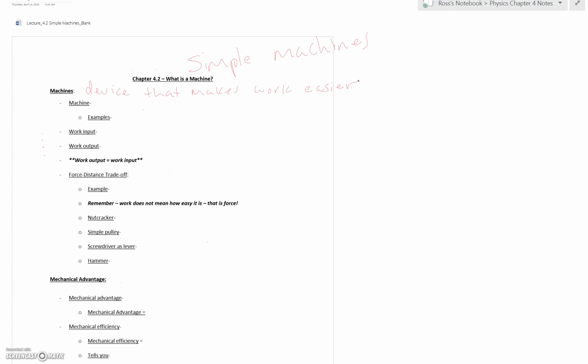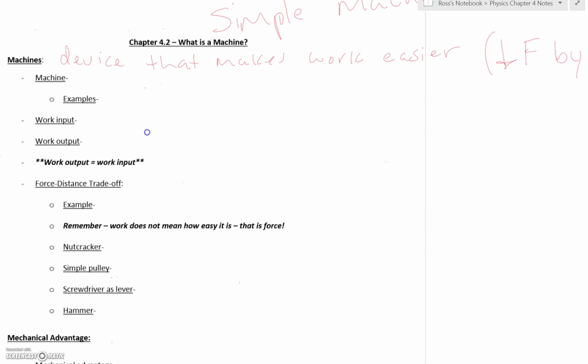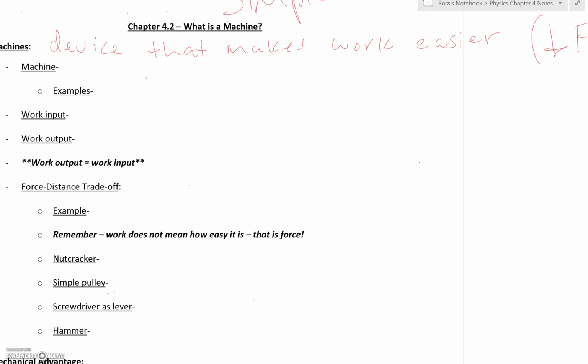And if we remember back to our 4.1 notes, where we were defining the variables of work, W equals F times D, which of those three variables was the difficulty rating? We remember that it's force. So we want to decrease force by increasing the distance of the input. So we're going to make the force less by manipulating the distance that the human aspect of the machine travels. And you'll get what I mean by that in just a second when we talk about work input and work output.